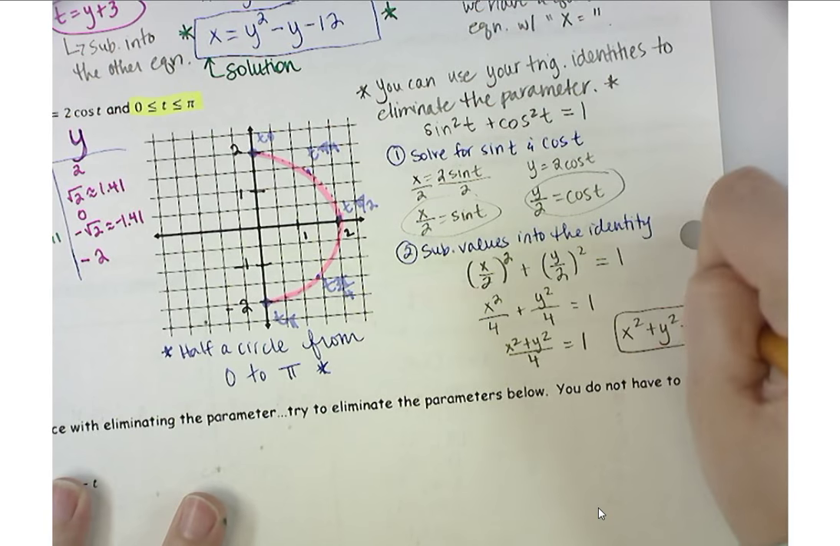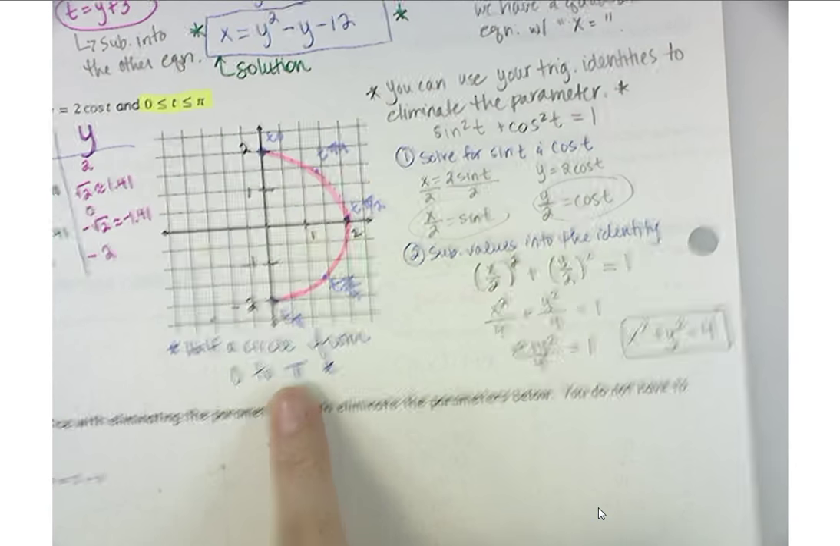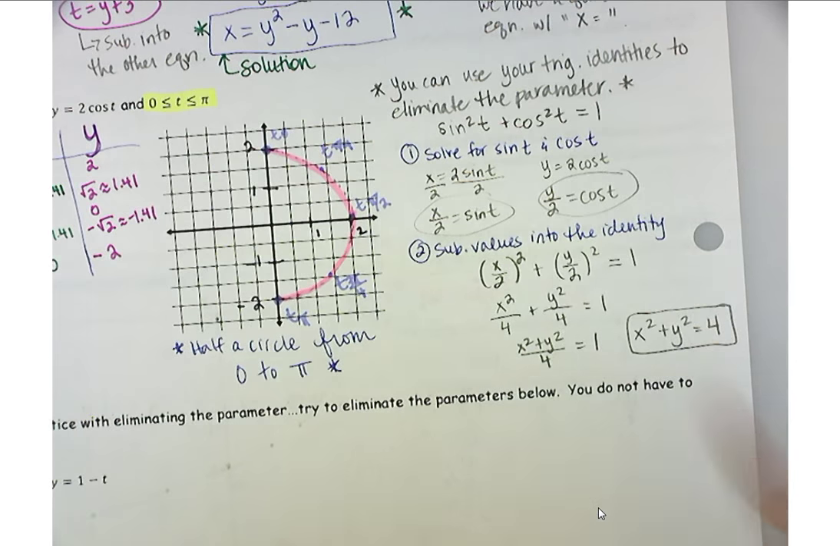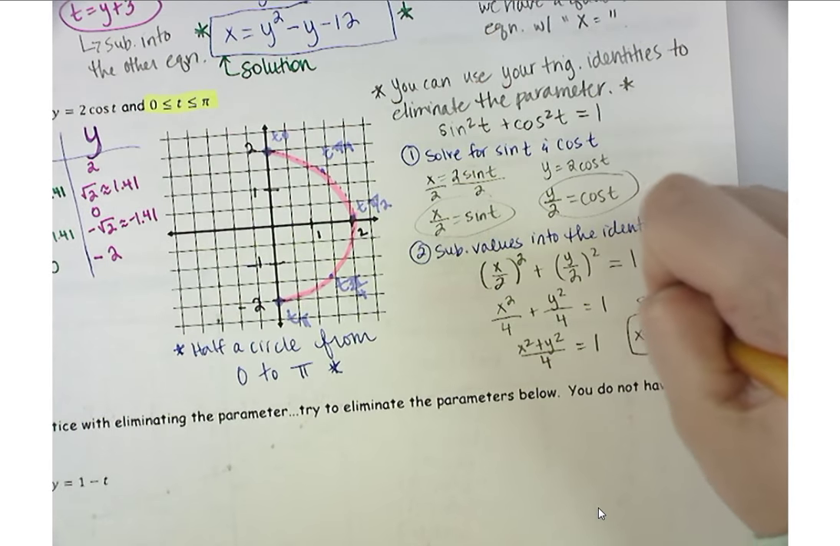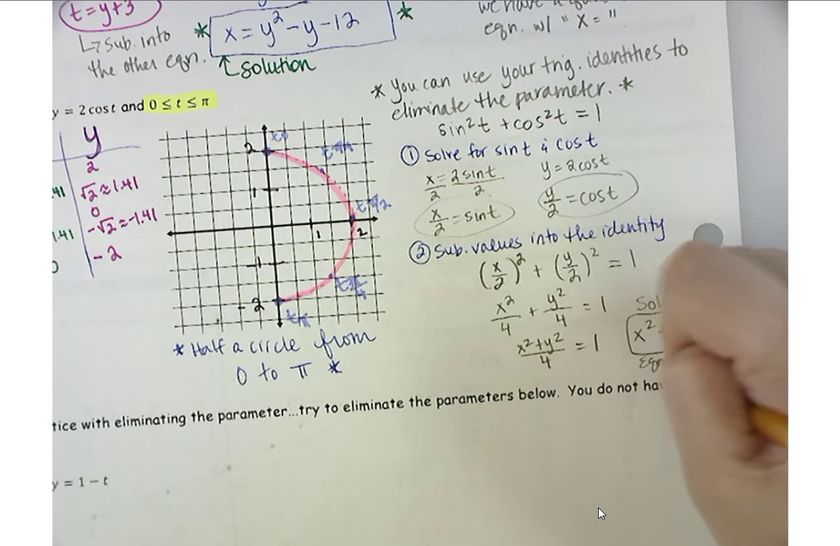Now remember earlier we said that this will look like half of a circle. This is the equation for your circle. So this is your solution, which is the equation for a circle.